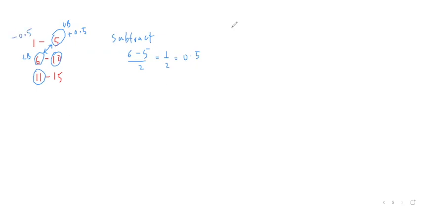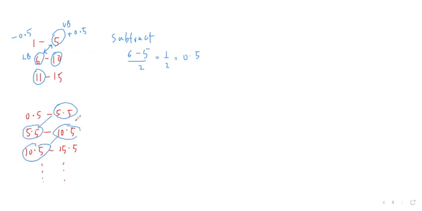So your new intervals will be 0.5 to 5.5, and the same for the others as well, 5.5 to 10.5, 10.5 to 15.5, and so on. Now you see that the intervals are continuous. Generally they don't give discontinuous ones, but if they do, then you know what to do.